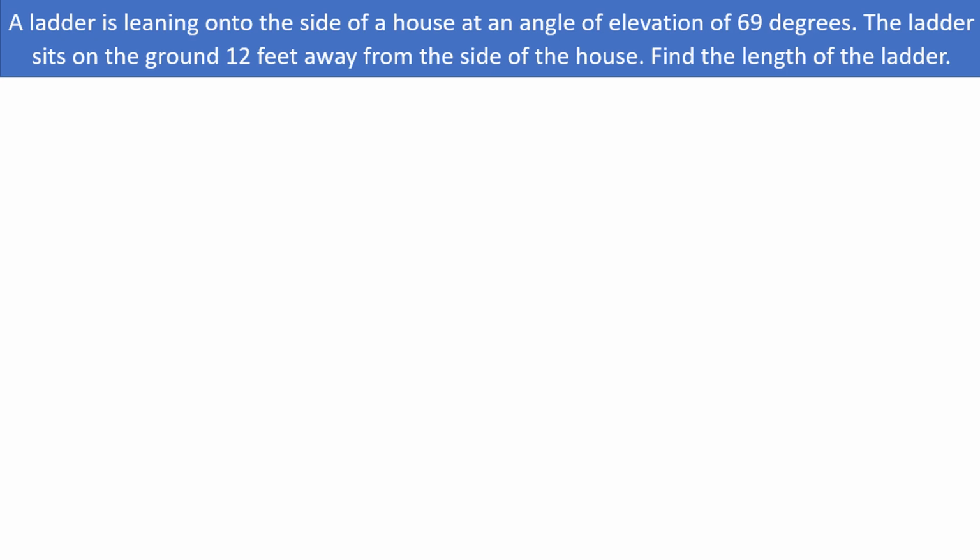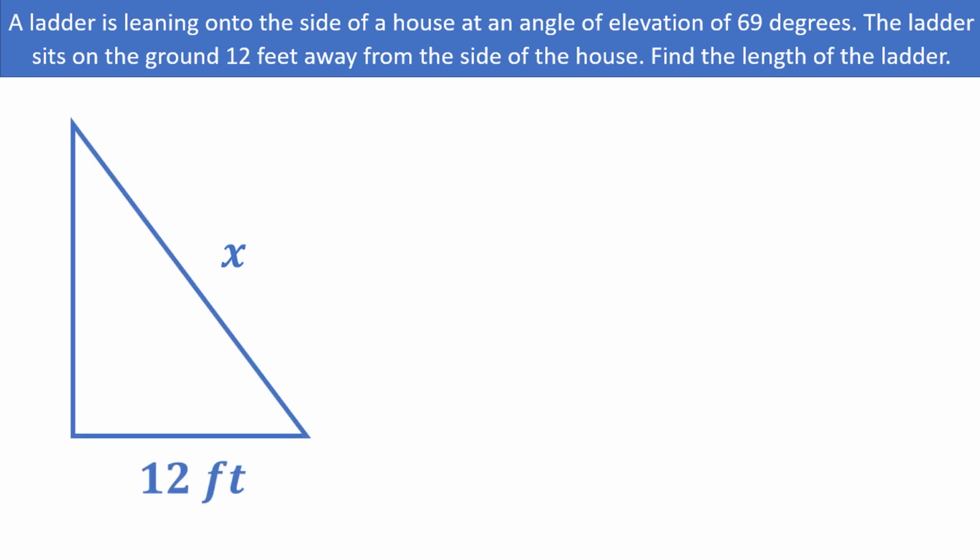We have a house whose side can be thought of as a vertical line. We are not told how tall the house is and are not asked to find this value. There is a ladder leaning up against the side of the house, and we do not know how long the ladder is. That's what we're trying to solve for, so I will label this side as x. The distance from the base of the ladder to the side of the house is 12 feet, which is the base of our triangle. We also know that the angle of elevation from the ladder up to the house is 69 degrees. Since the ground is perpendicular to the house, which is built straight up, we have a right angle between the house and the ground.